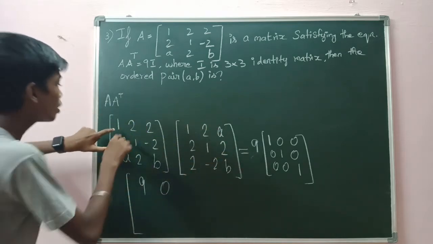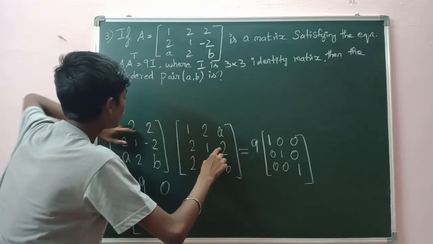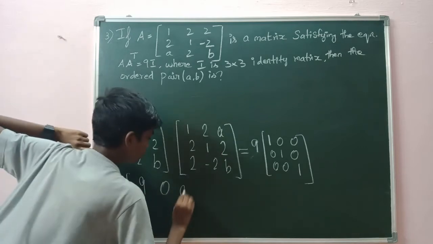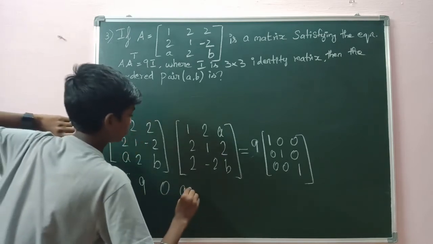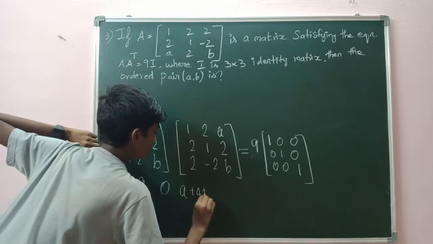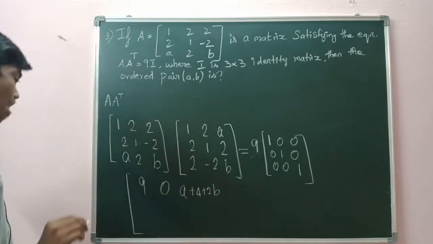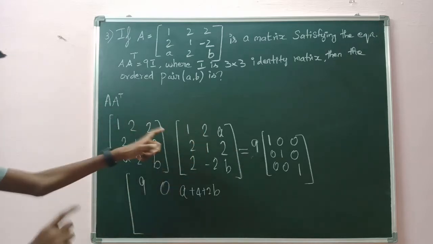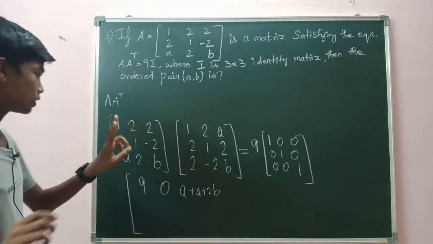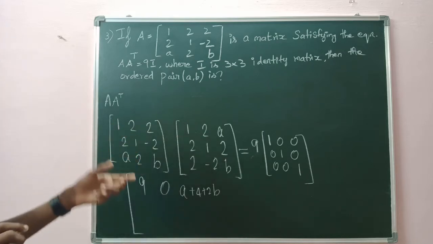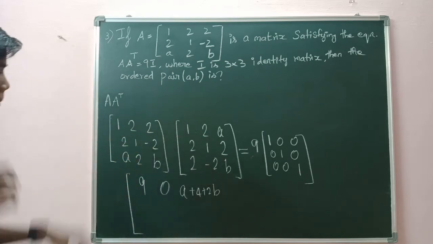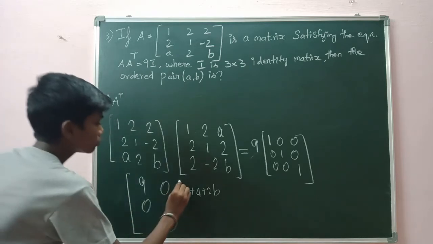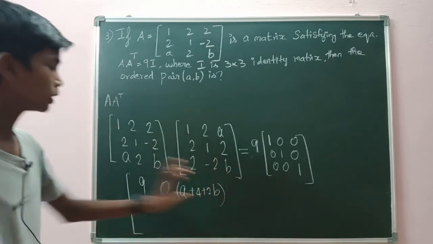First row into third column will be 1 into A is A, 2 into 2 is 4, 2 into B is 2B. So that will be nothing but A plus 4 plus 2B. Correct now? This is something you will get. Now after this, second row into first column, second row into second column, second row into third column. Second row into first column is 2 into 1 is 2, 1 into 2 is 2, so 2 plus 2 is 4. Then minus 4, again it will be 0 here. A plus 4 plus 2B is a particular element.